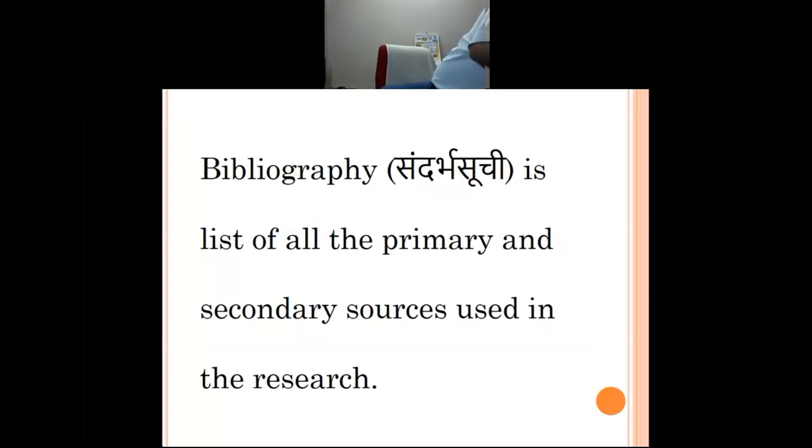Well, there is no bibliography here. I'll take another book. See, this is a book, Research Methodology in History, and while writing this book, the author has used a number of books, and he has not given footnotes, but he has given end notes here.